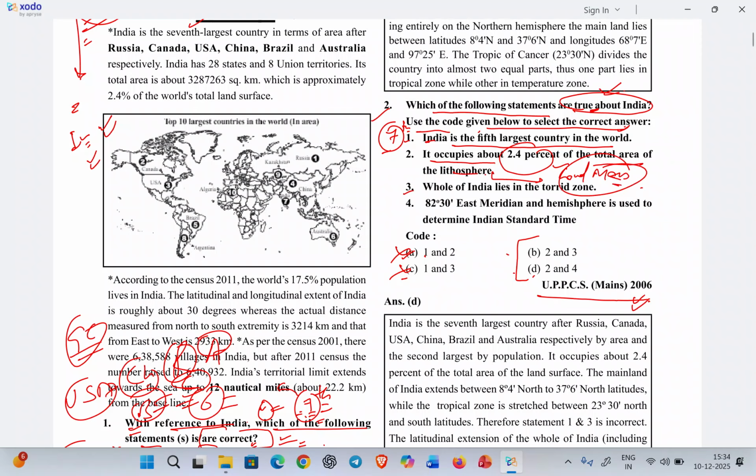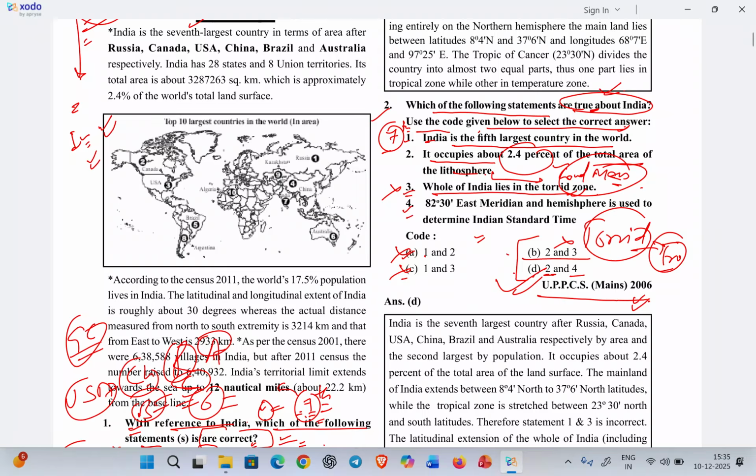Okay, so the third option is the whole of India lies in the torrid zone. What is the torrid zone? We have to look at that. Torrid zone is the tropical zone, similar to the tropical zone. And we have already seen India does not entirely lie in the tropical zone. It lies in both subtropical and tropical zones, right? So clearly the third statement is incorrect. And wherever the third is coming, it is incorrect. So we are left with option D, 2 and 4.